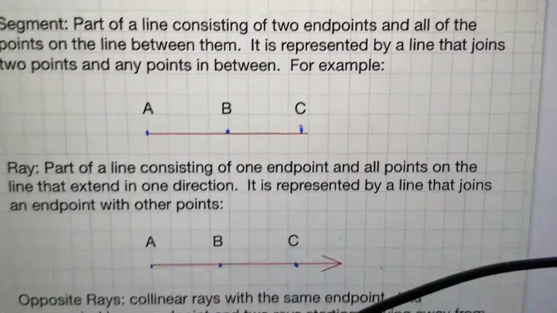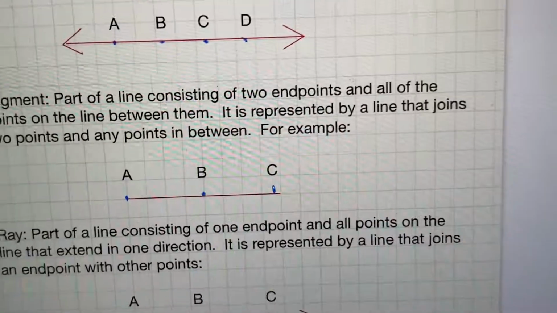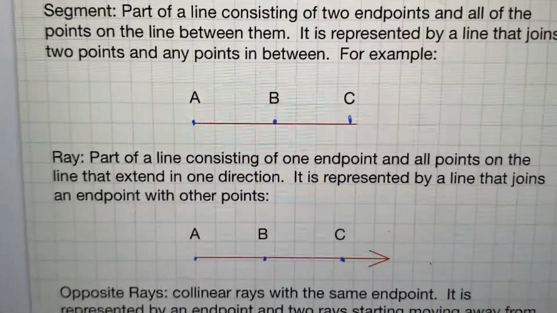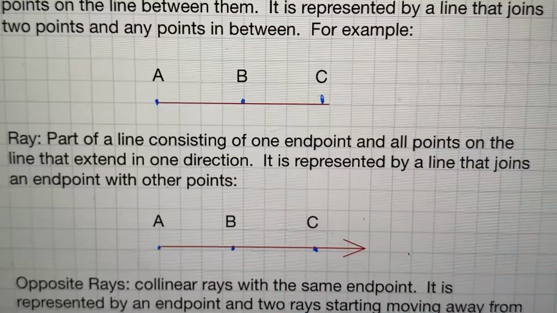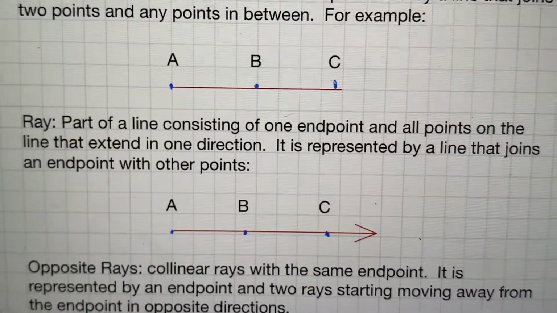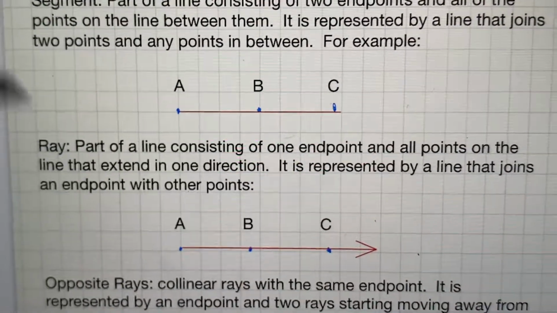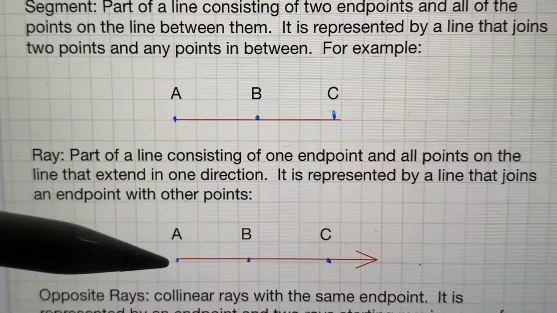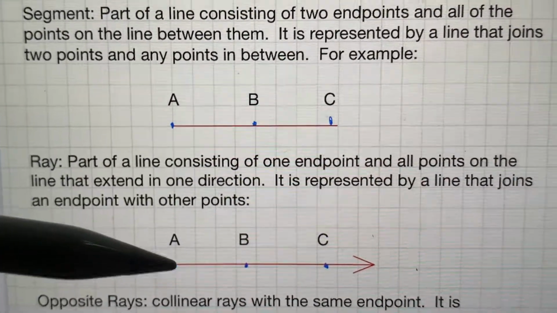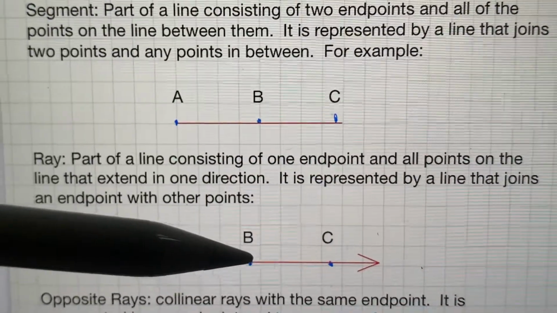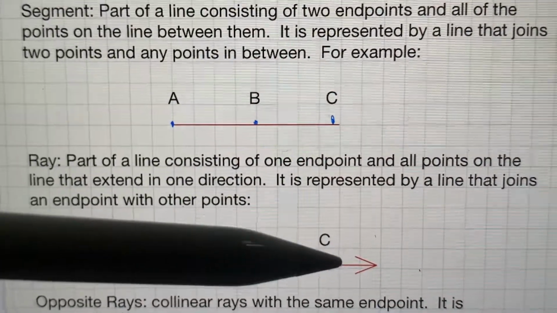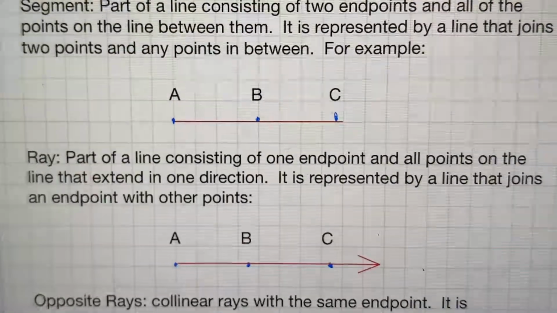Okay, then we have the definition of ray. A ray is a part of a line consisting of an endpoint and all points on the line that extend in one direction. So in this case, my endpoint is A. That's my endpoint, and it is joining B and C, and it's moving in one direction.